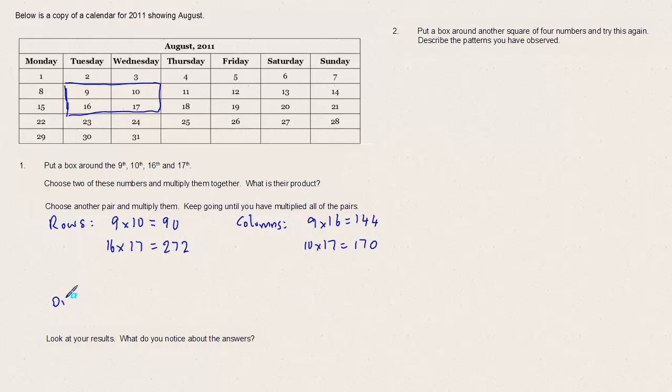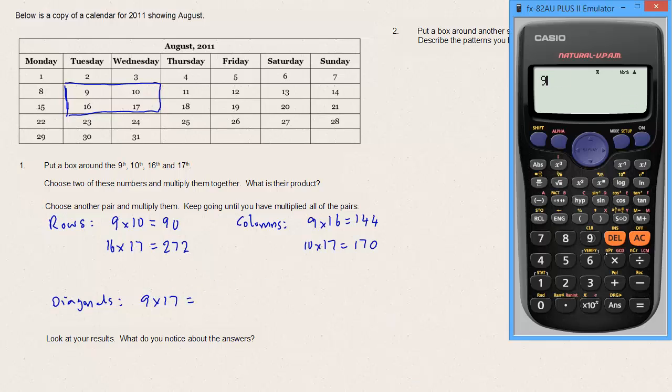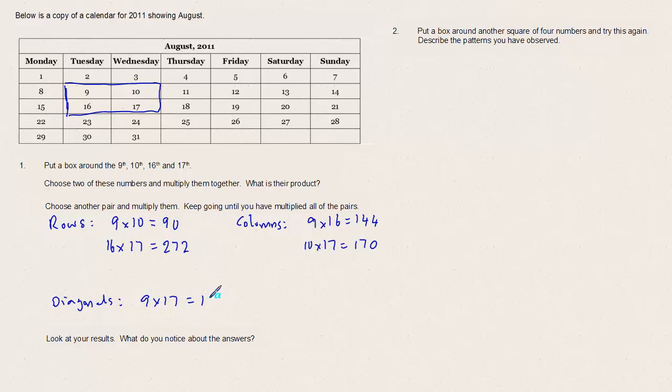And we can also do the diagonals. So we've got 9 times 17. So let's do that on the calculator. 9 times 17, 153. And 16 times 10 is 160.